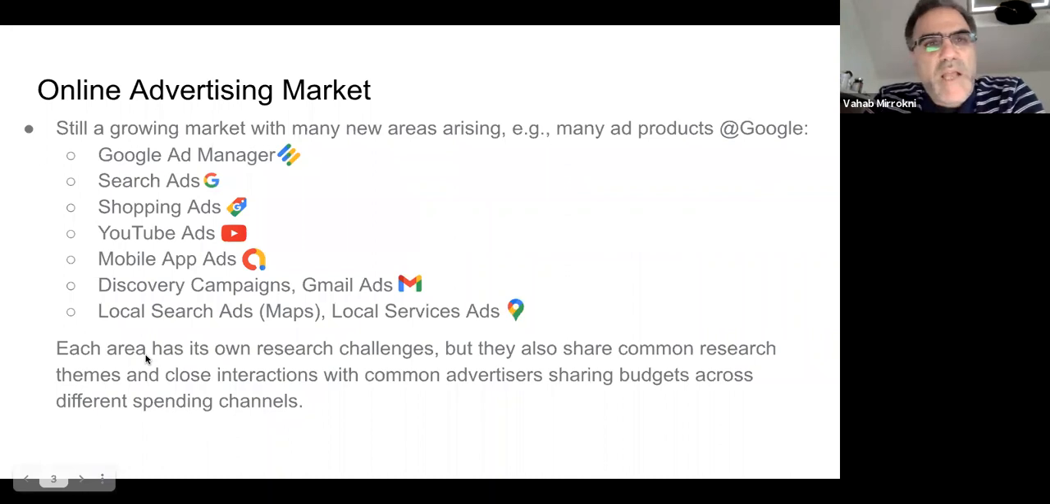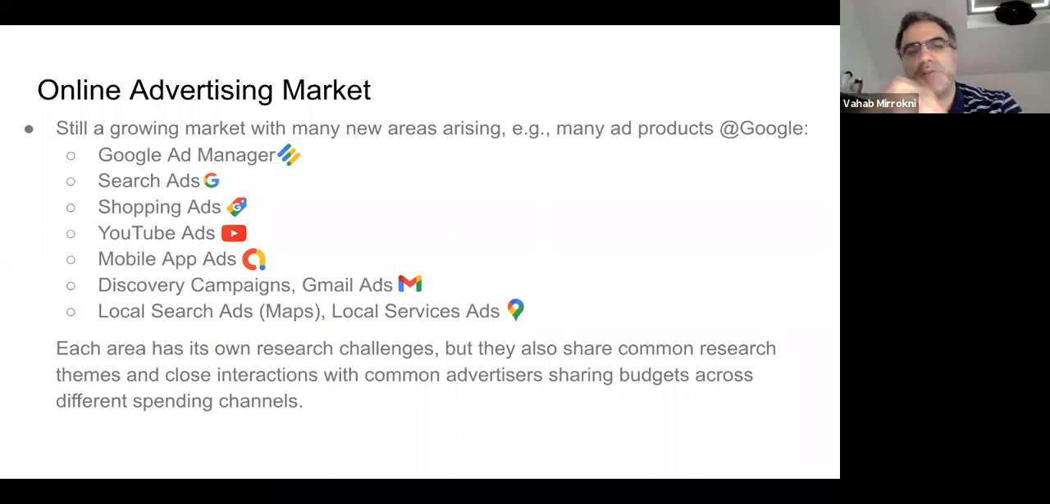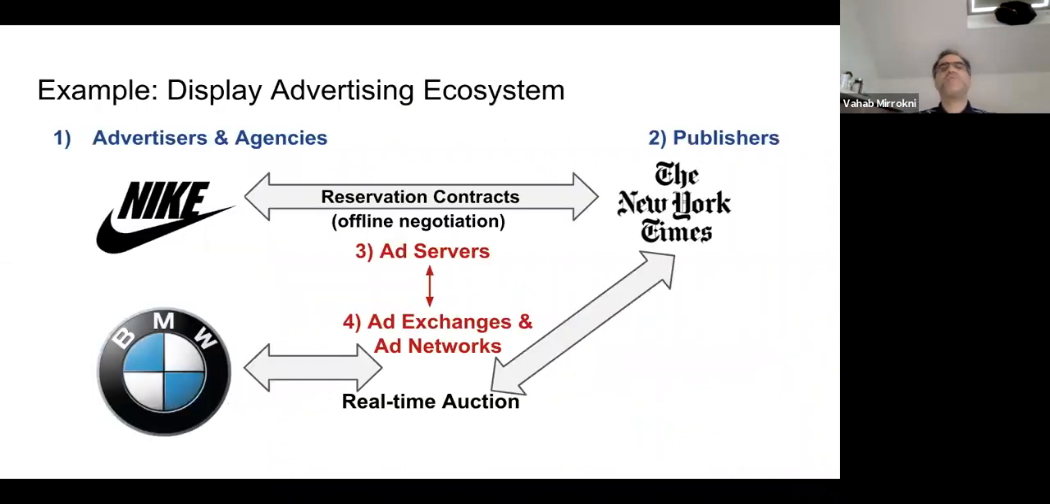So the talk is about online advertising markets. It spans over different types of ads products. The advertising market is still a growing market. Each area, Google Ad Manager, search ads, shopping ads, different types of advertising products, has its own research challenges, but there are some common research themes that go across all of these products. And we have common advertisers who spend across different channels, and that results in having common research problems. So the focus of the talk is going to be problems that span different ads products.